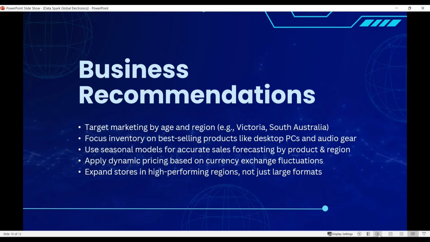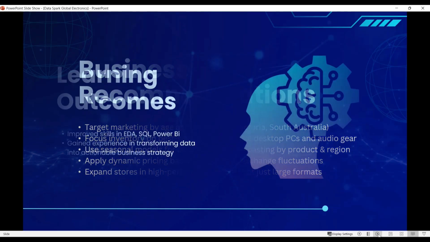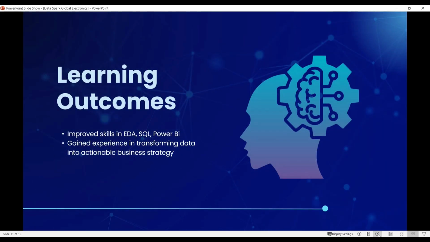At last, business recommendations. Based on the insights, I proposed the following strategies. Targeted marketing for 30 to 60 age group in high spend regions. Focus inventory on top selling products and clear out low performers. Apply time series forecasting models for seasonal demand. Use exchange rate based pricing strategies for global markets. Expand stores in high performing regions, not based on size alone.